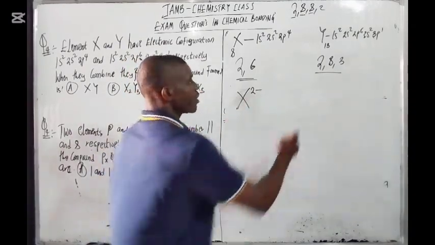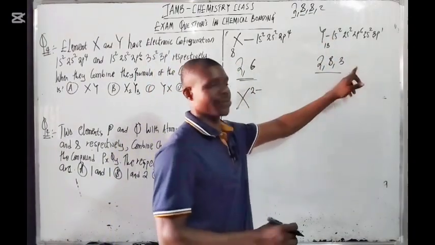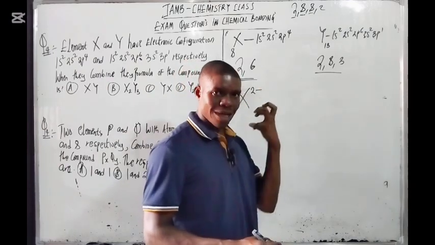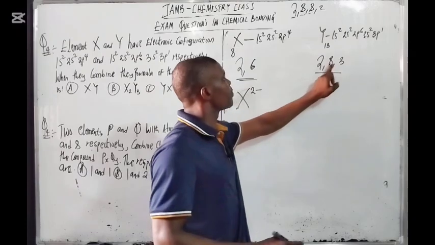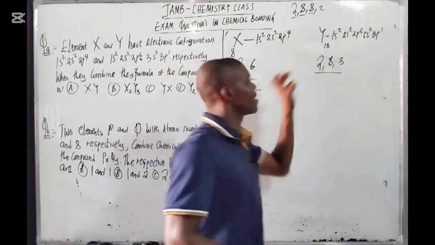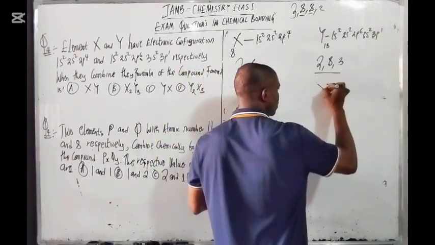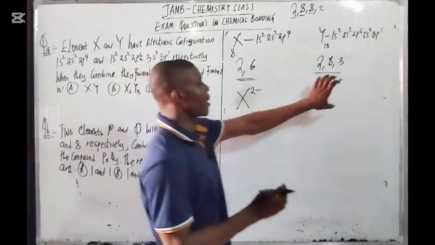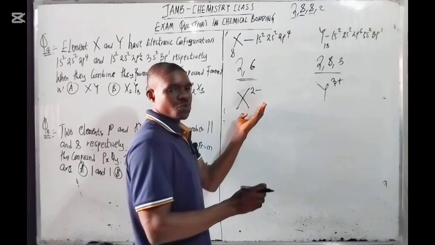Hope you understand. On the other hand, here we have Y, which is 13, which is 2, 8, 3. Now, there's no way it will gain electrons; rather, it will give out the 3 electrons to behave like the octet. So when it gives out 3 electrons, we have Y3 plus. Can you see that? So the combining power of Y is 3 plus, while the combining power of X is 2 minus.